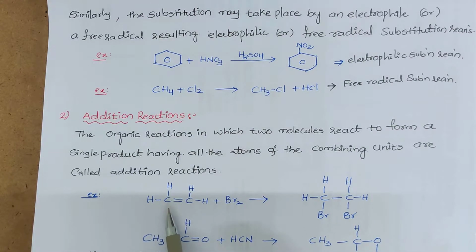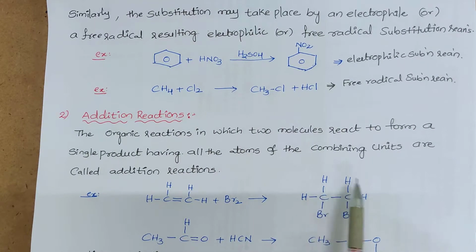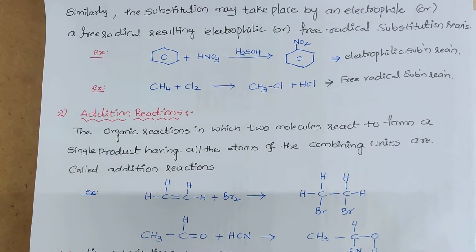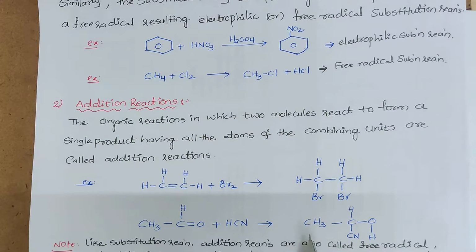Let us see here: CH2=CH2 plus Br2 gives rise to CH2Br-CH2Br. So totally 2 carbons, 4 hydrogens, and 2 bromines are present. There is no loss of byproduct molecule. Such reactions are called addition reactions. Here CH3CHO plus HCN gives CH3CH(CN)OH; only one product is formed by addition of these two molecules. So that's why it is also an example of addition reaction.